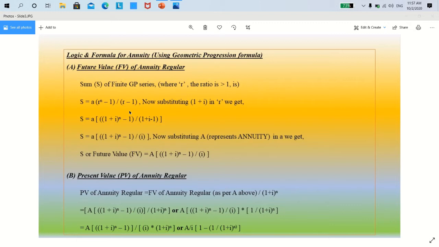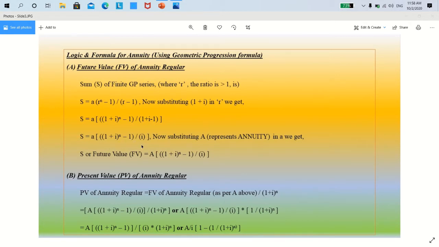Now in this particular equation, let me try to substitute r as equal to 1 plus i, with i denoting the interest rate. Therefore, the formula can be rewritten as S is equal to a multiplied by, within bracket, (1 plus i) power n minus 1 divided by (1 plus i minus 1). Now it will finally result in capital S is equal to small a multiplied by ((1 plus i) power n minus 1) divided by i.